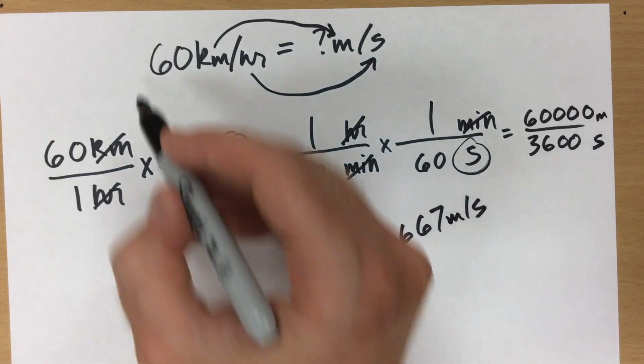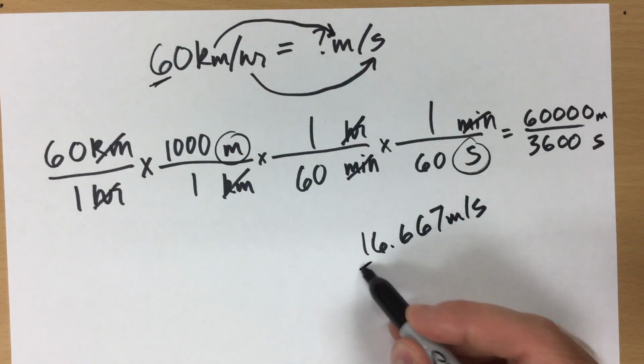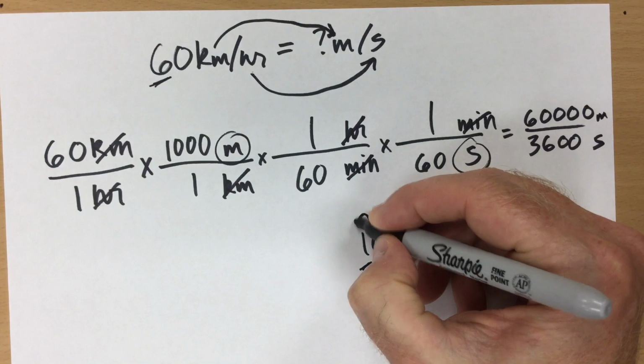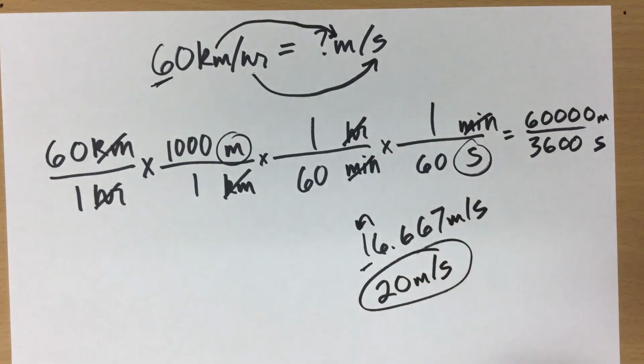Now that I have that written down like that, one last thing for those sig fig people. Technically, this only had 1 sig fig. So if I'm looking at this problem, well, that's the 1 sig fig there. And this would round it up to 20 meters per second, if I was following all the rules.